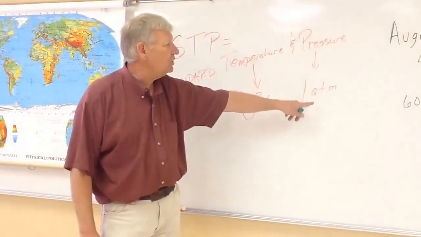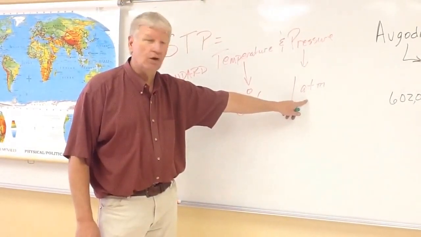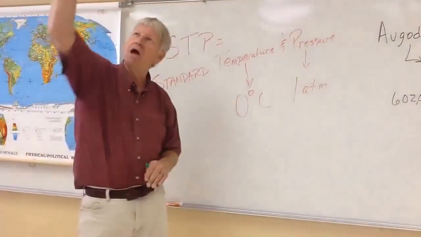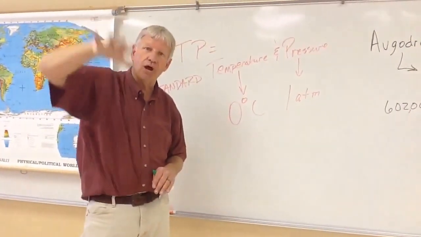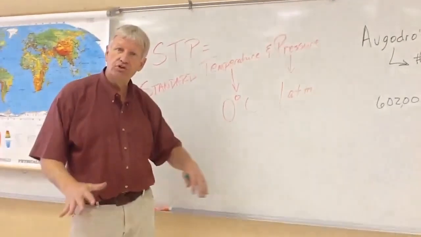The standard pressure is 1 atm. Now, that's not an automatic money machine, okay? That's 1 atmosphere. So that's the amount of air pressure, barometric pressure, at 1 atmosphere, which is at sea level. So I have to adjust once again.